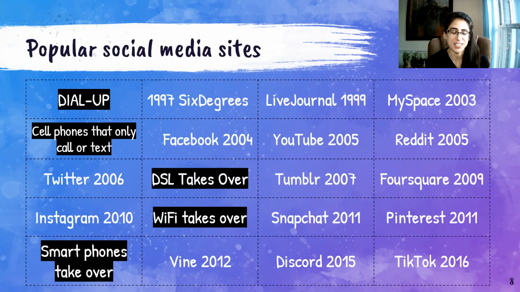Everyone has Wi-Fi. It's fast and you can upload things and download things, and it just goes really quickly, much faster than dial-up. So we've got Snapchat in 2011, Pinterest in 2011, and then by now smartphones are taking over. Most people have a smartphone that connects to the internet. Vine comes out in 2012, Discord in 2015, TikTok in 2016, and who knows what will be next.